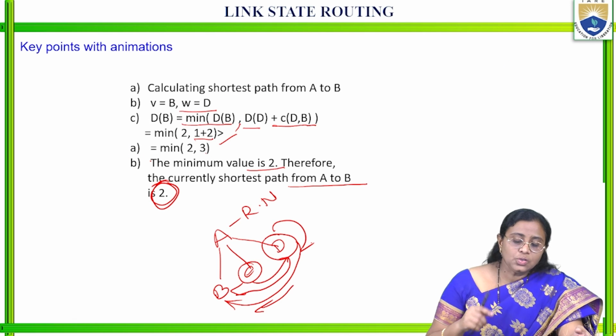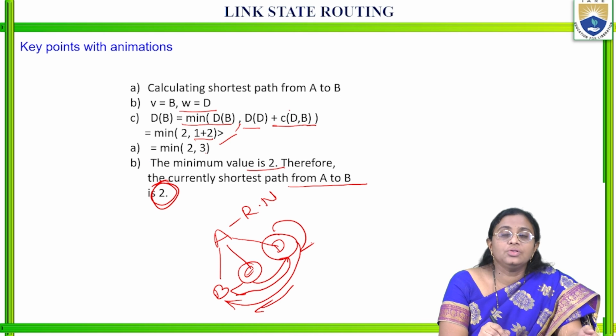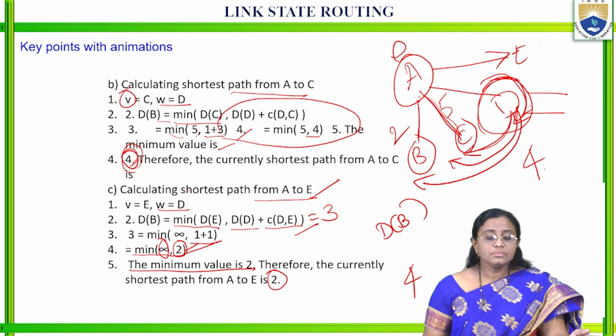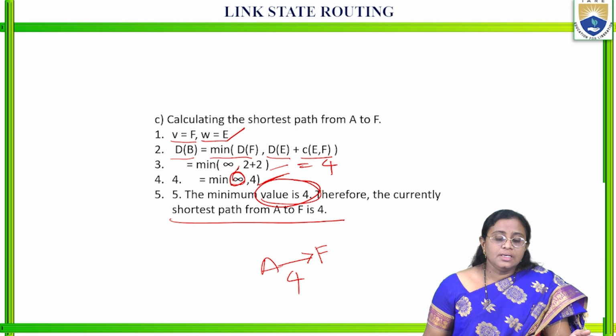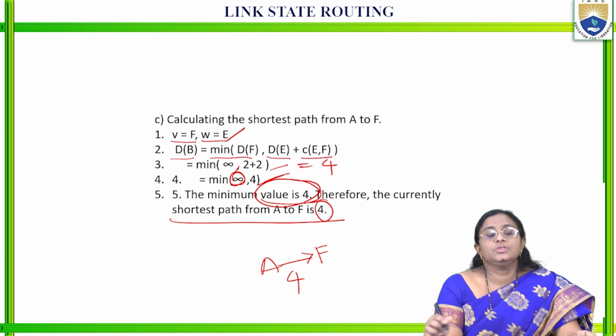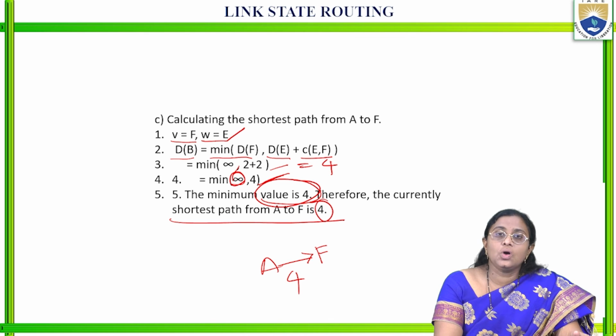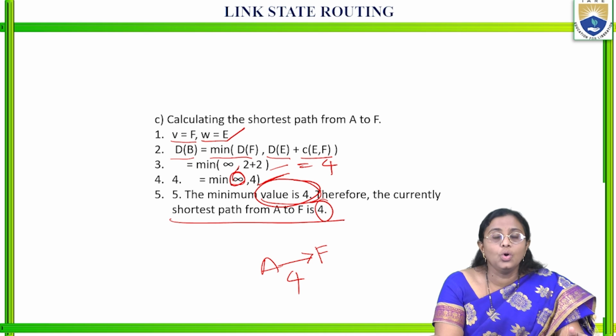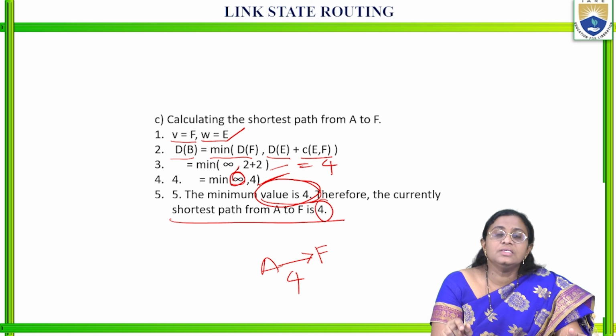Like that, according to the given example, from A to B the minimum path is 2. And if you want to calculate A to F, the minimum path is 4. So like that, we can calculate the least cost path or the shortest path from one node to another node while working with link state routing or the Dijkstra algorithm.